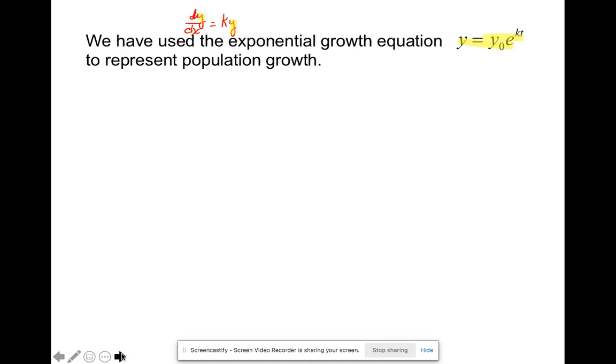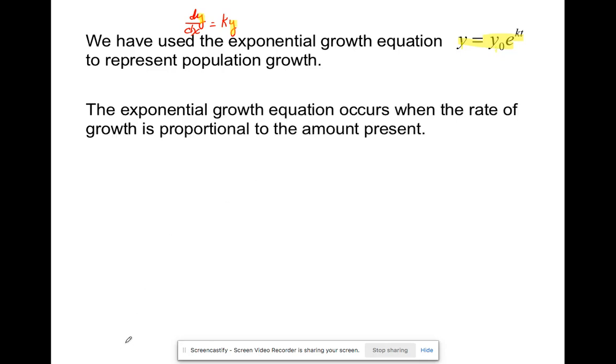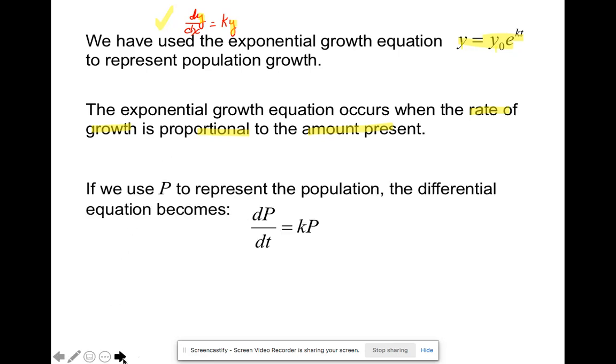AP allows you to skip the calculus and go right to, I know how to get y by itself. If it is the differential equation k times y, I get y equal to the initial y value times e to the kt, where k is the proportion. So again, that comes from the rate of growth, which is what the differential equation is. The rate of growth is proportional to the amount present. That's what ky says. So all I'm going to do here is use p instead of y.